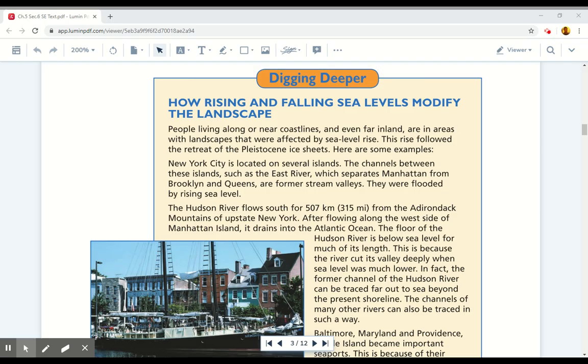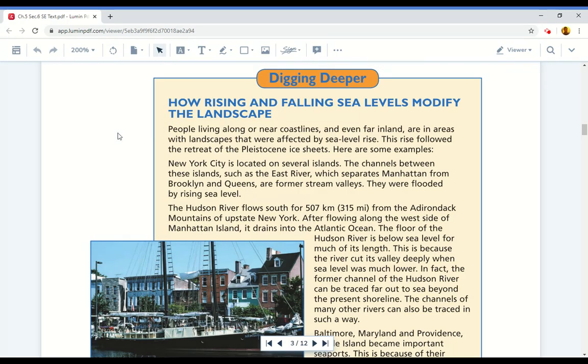Section 6: How rising and falling sea levels modify the landscape. Digging deeper. How rising and falling sea levels modify the landscape.